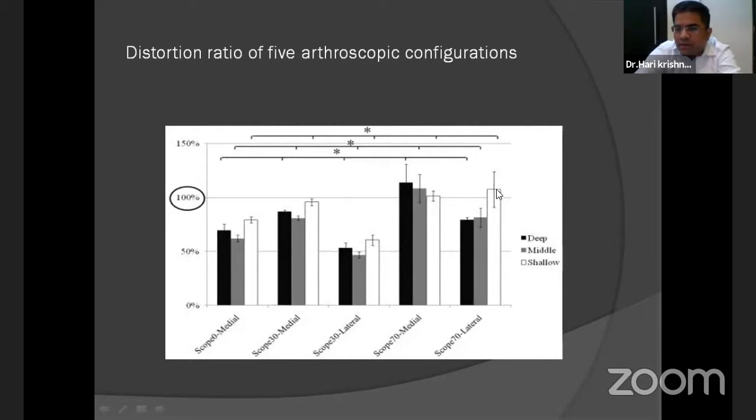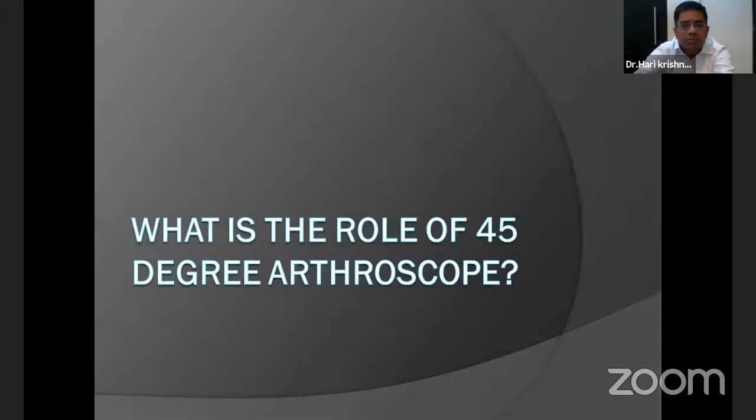distortion. And for the deep area, if you want to see the deeper area of the femur or the ACL footprint, it will be very difficult with the 70 degree arthroscope. So they made a conclusion that 30 degrees is a better scope for ACL footprint visualization compared to the 70 degree. So if you use it from the lateral portal, because we usually use the anterolateral portal, while drilling from the medial portal to the femoral footprint, visualization will be better with the 30 degree scope than with the 70 degree scope.